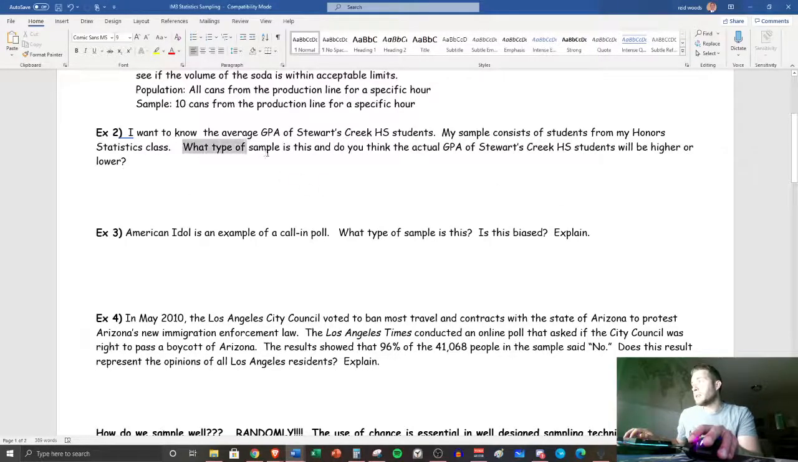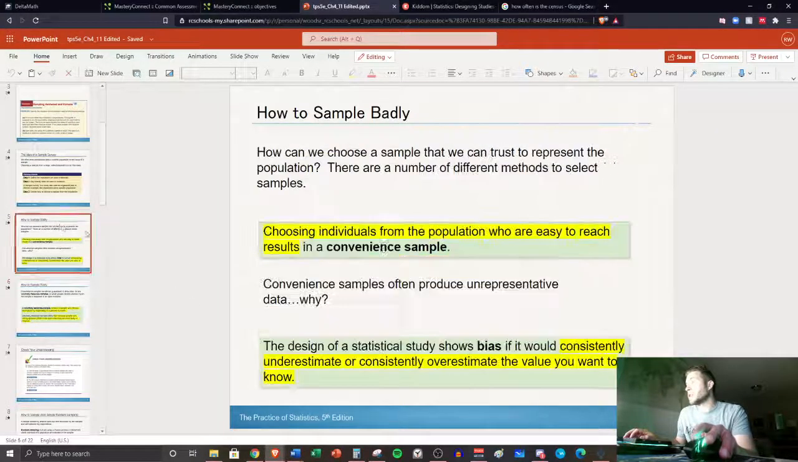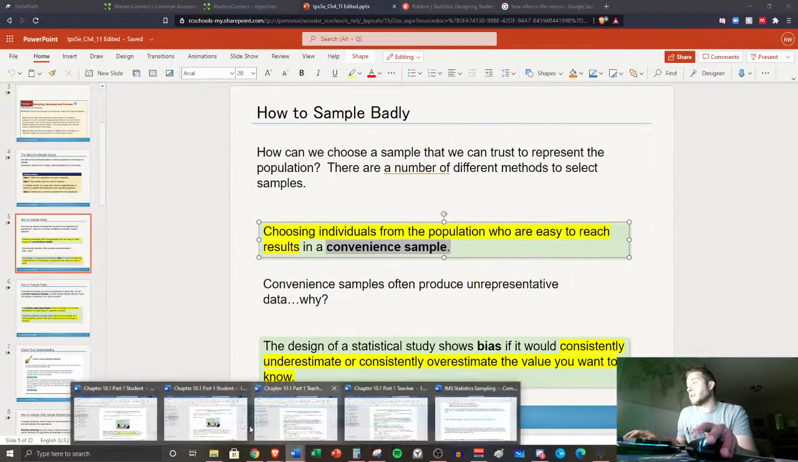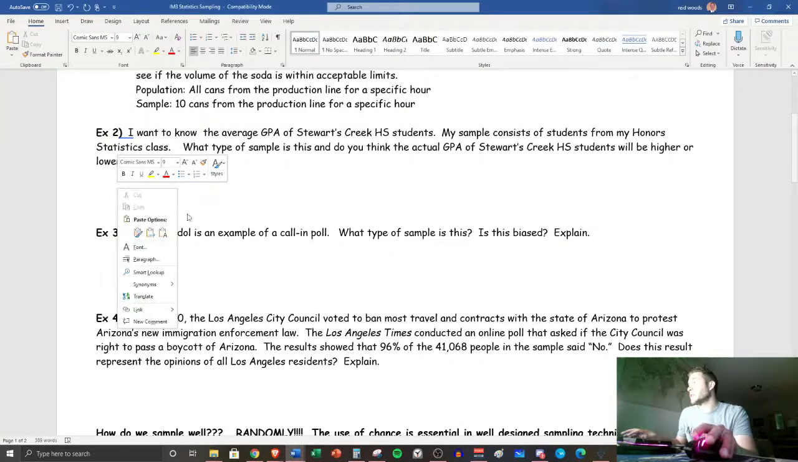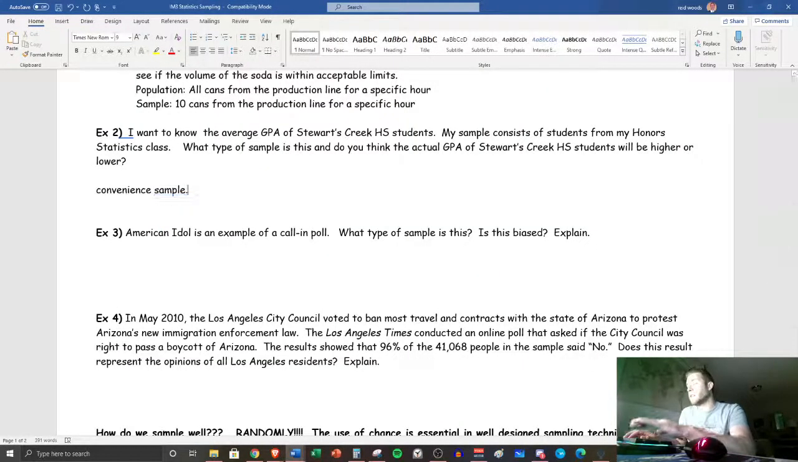Well, what kind of sample is this? You only have two options. It's convenience or it's voluntary response. Be convenience. And I always spell convenience wrong, so I'm going to cheat and copy and paste. We're going to do that. Convenience sample.